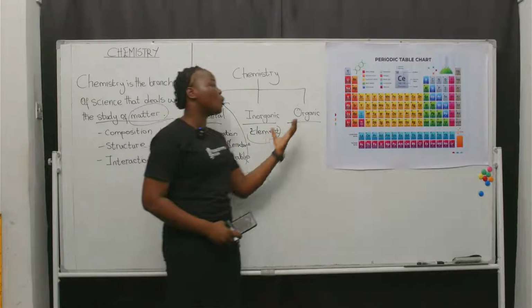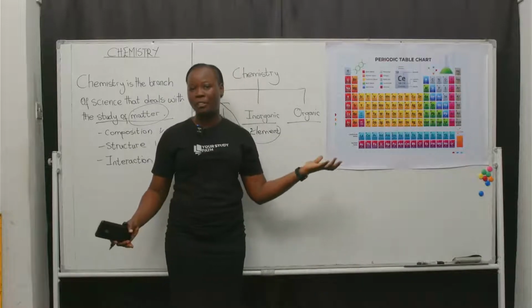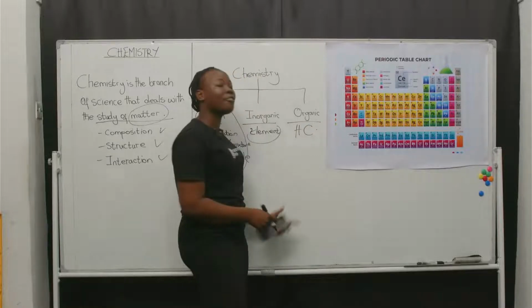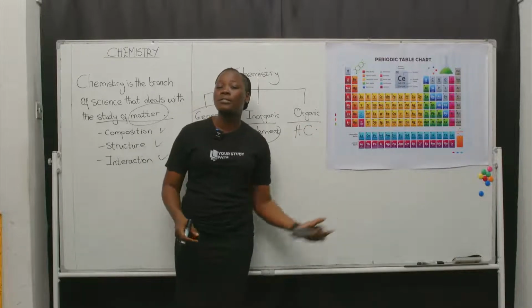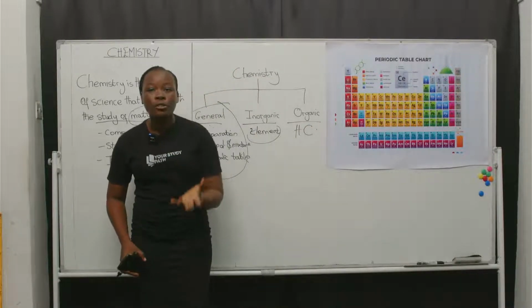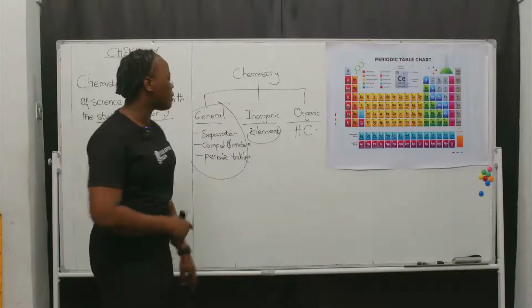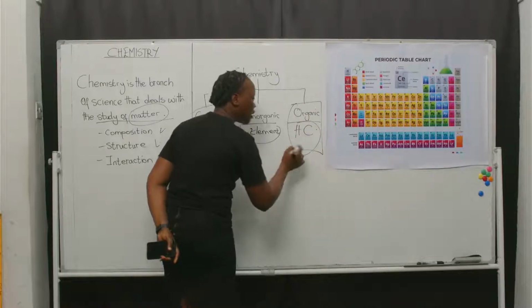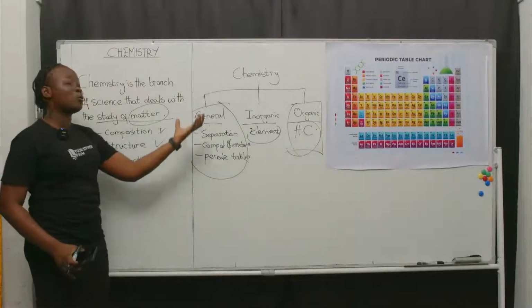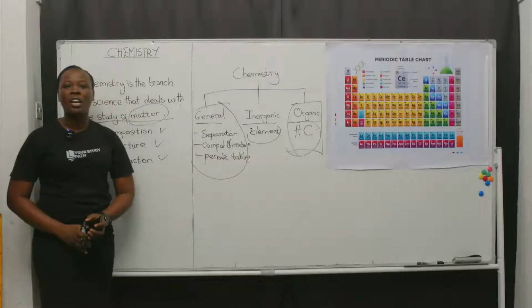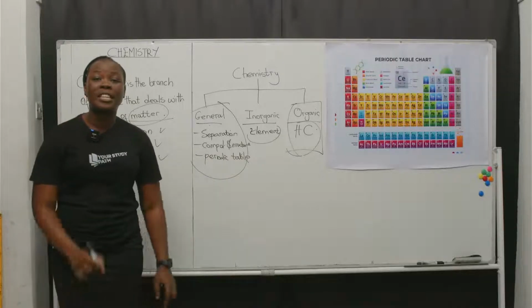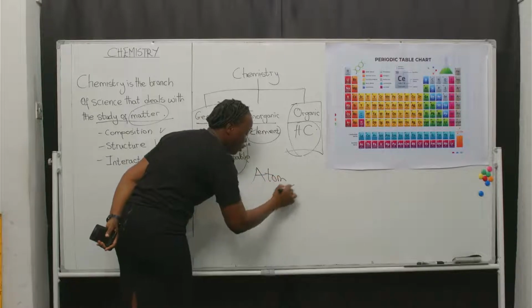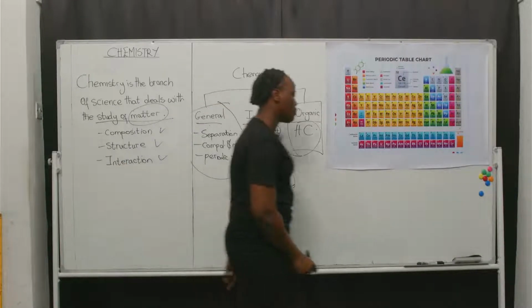And so when we move to organic chemistry, what comes to mind? Hydrocarbons. So that's about it. Hydrocarbons, you have your alkanes, alkenes, alkynes, alkanol, alkanone, alkanoic acid, aldehydes, ketones, they're all under organic chemistry. So we'll be starting off with general chemistry. And the first topic we'll be considering today is atom.